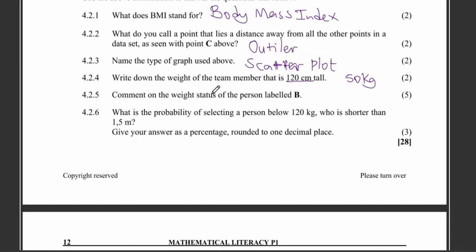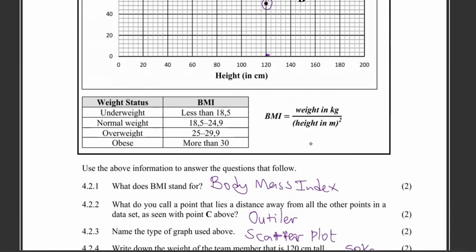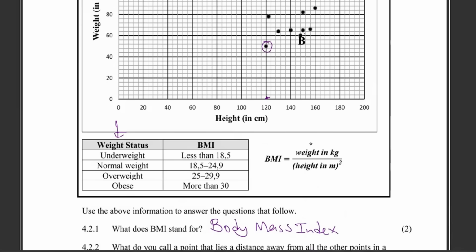Comment on the weight status of a person labeled B. Now you cannot do it, so first and foremost, person B, weight status. We are going to use this to find the weight status. And for you to use this, you need to know the BMI. We know nothing about the BMI. So person B is right here. So the weight is 60 kg. What about the height?